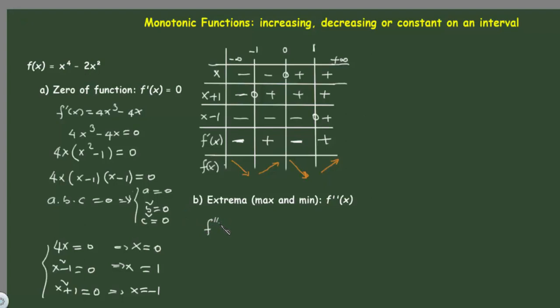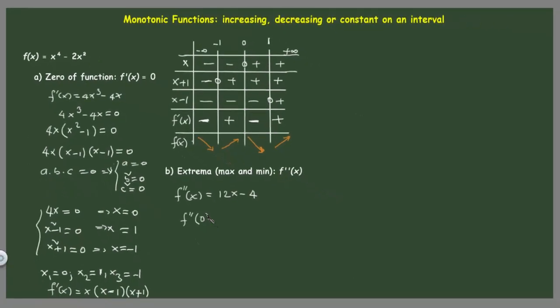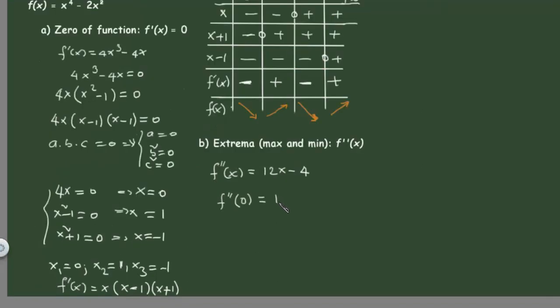The second derivative, f double prime of x, equals, from the first derivative, 12x squared minus 4. Now we input the value of the zero of the function. f double prime of 0 will be equal to 12 times 0 minus 4, which is minus 4, less than 0. It is less than 0 because we have a maximum at this point.